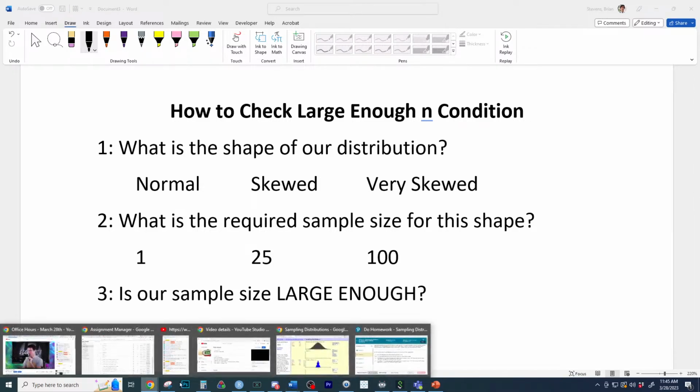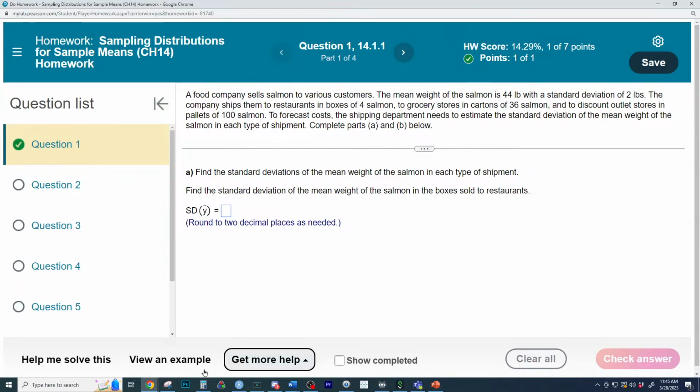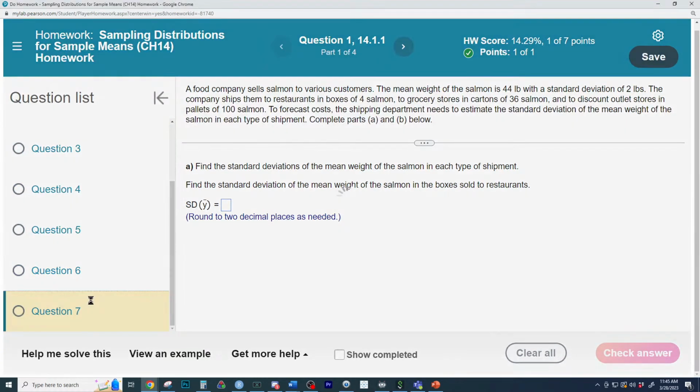Let's mark that question because we're going to jump around a little bit on this. That was a food company. We'll do a food company. And now let's do a waitress believes. A waitress believes.